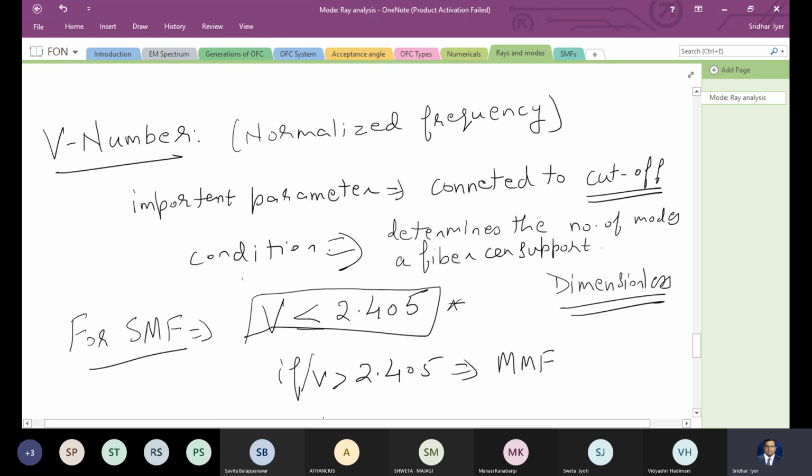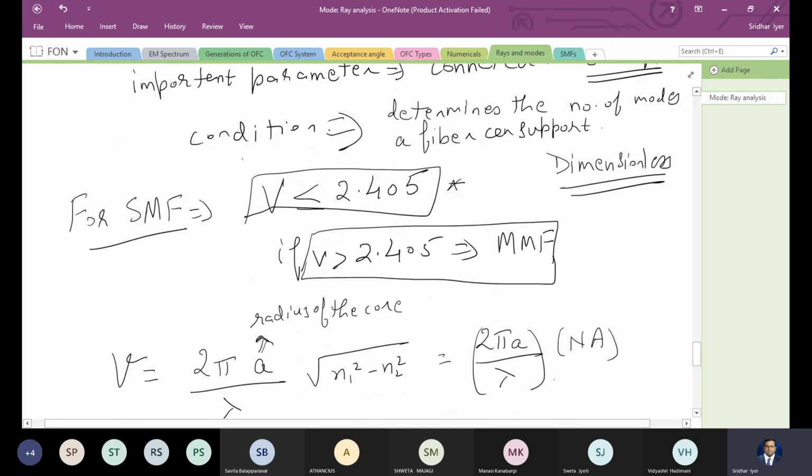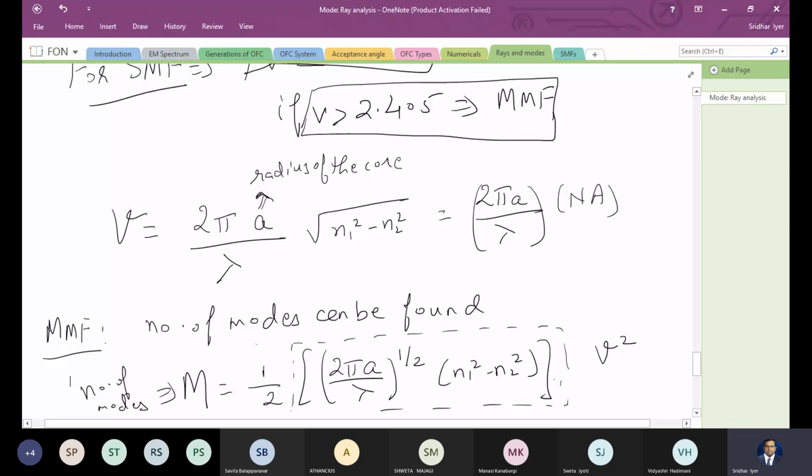Whereas for the multimode fibers, V is greater than 2.405. So this will be very useful for us in solving the numericals. Then I gave you the equation for the V number. When we solve the numerical, I'll rewrite this equation. We'll have to recollect this equation every time we try to solve a numerical.